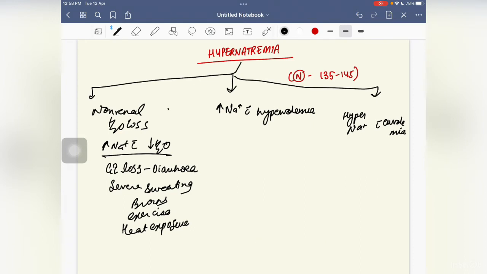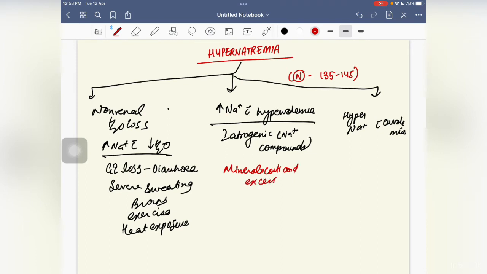Let's talk about hypernatremia with hypervolemia, the second cause. It will be either iatrogenic, with sodium containing compounds. Very important thing to know here, there will be mineralocorticoid excess. Examples being aldosteronism and Cushing's disease. In these scenarios there will be mineralocorticoid excess and it will cause hypernatremia with hypervolemia.